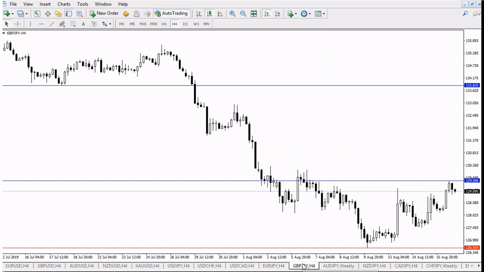And for the GBPJPY, neutral whilst below 129.566, but bullish on a 4-hour closing basis right above this very same level. That is it for the coming week.